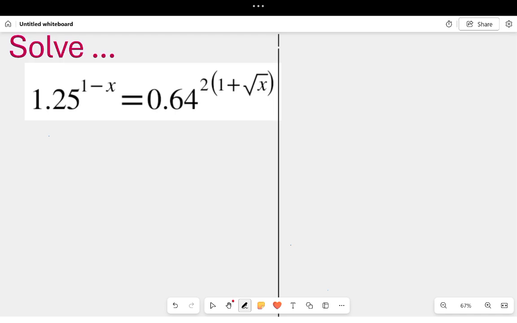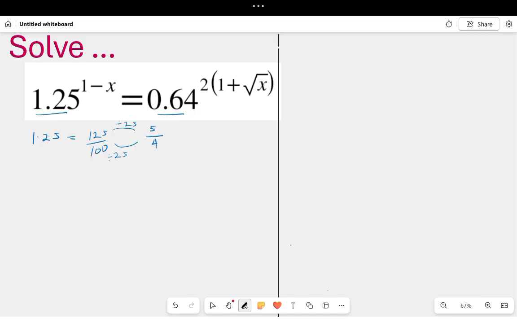Now, to begin with, we are going to change the bases into fractions. I have 1.25 here. It can also be written as 125 over 100. Simplifying this fraction, we are going to divide by 25 in the numerator and also 25 in the denominator, and our solution is going to be 5 over 4.